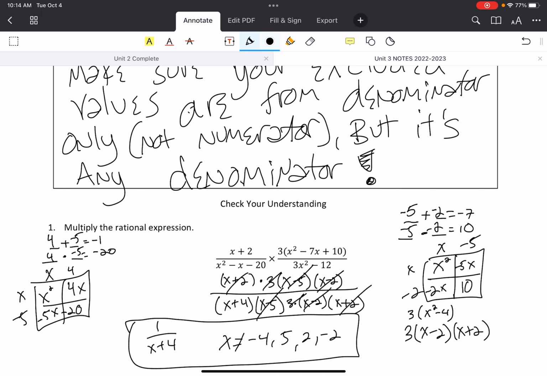Okay, let's do another one with division. Any questions on that one? Nope. Okay, let's try another.